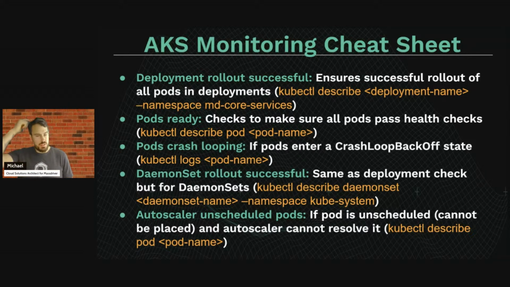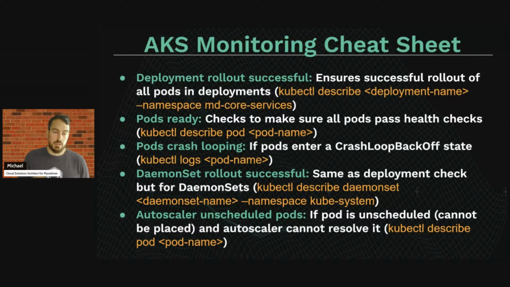Daemon set rollout successful. This is pretty much the same as the deployment rollout alarm, where it ensures you have the most recent configurations, except this is for daemon sets. So you can use kubectl get daemon sets and specify the namespace to get a list of the daemon sets, and then kubectl describe daemon set with the daemon set name, specifying the namespace, to determine what's going on there.